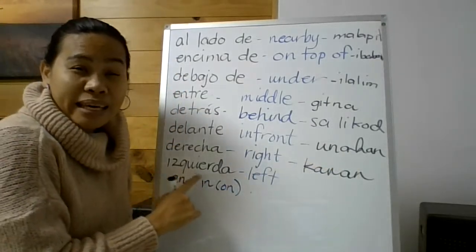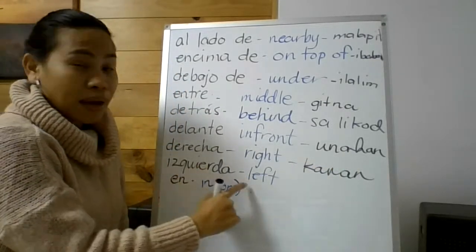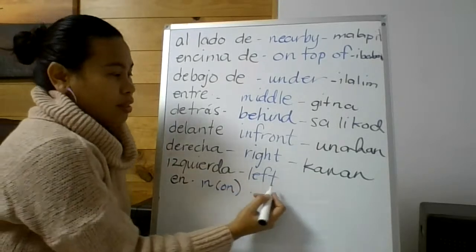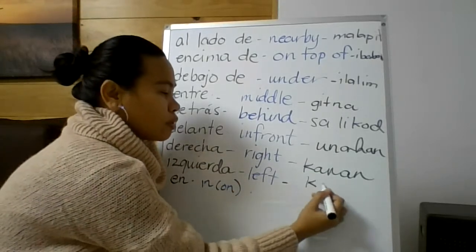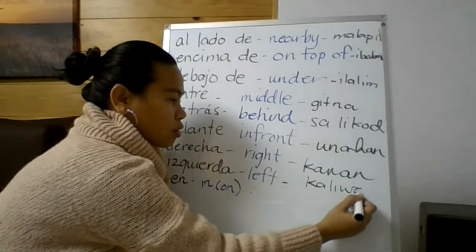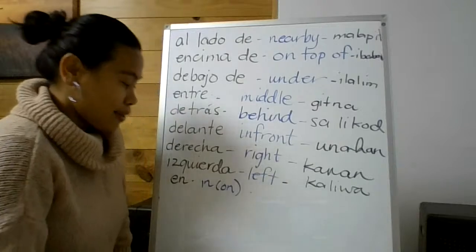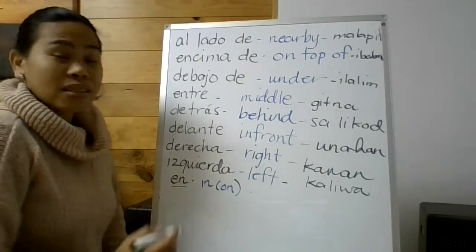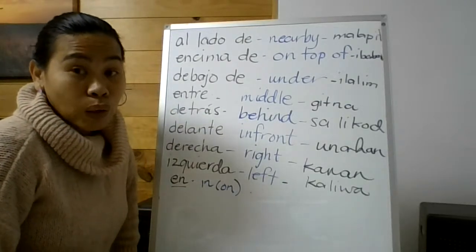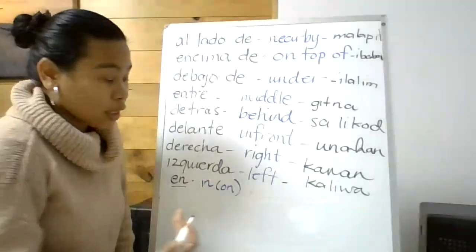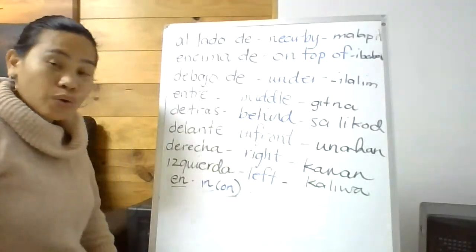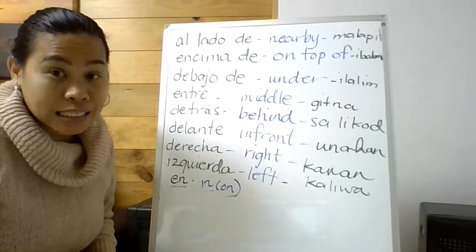And then izquierda. Izquierda means left, kaliwa in Tagalog. So that is why a la derecha, a la izquierda, and then en is depende. En, in or on. It depends actually how you are going to use that in the sentence.